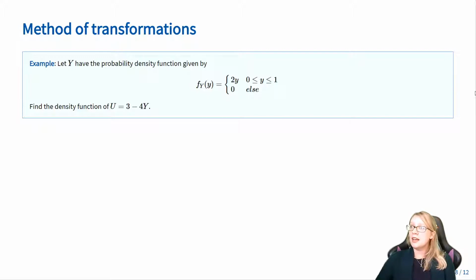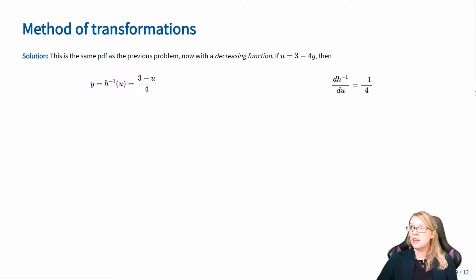Let's take a look at another example. So same density function, let's apply a different transformation. And here we'll use a decreasing function. U is equal to 3 minus 4y. So same PDF, decreasing function. So we'll find the inverse function here. H inverse of u is (3 minus u) over 4. The derivative of that inverse function is negative 1/4.